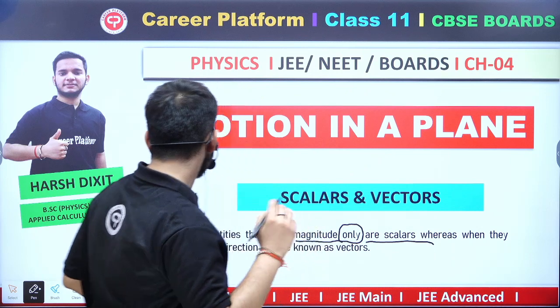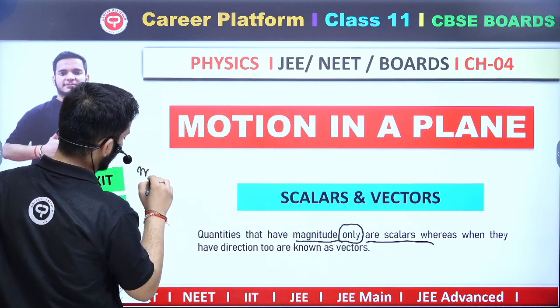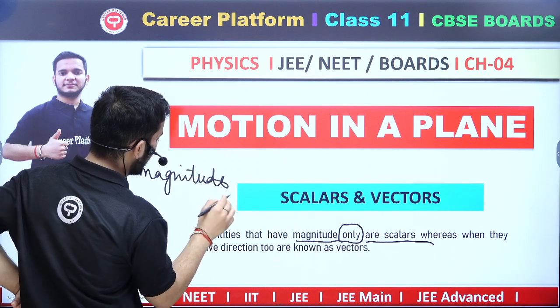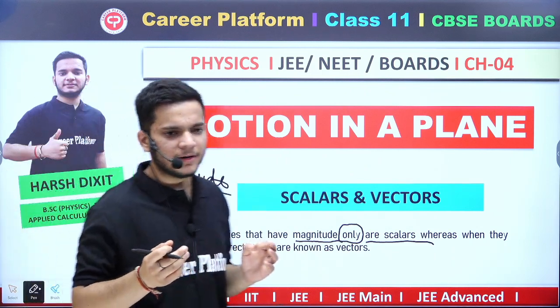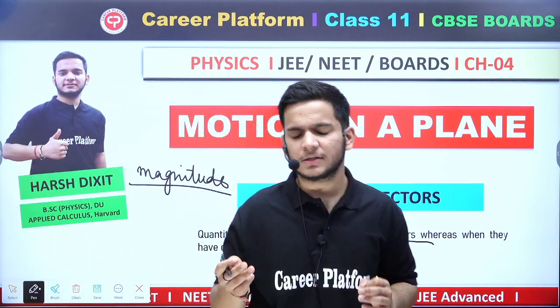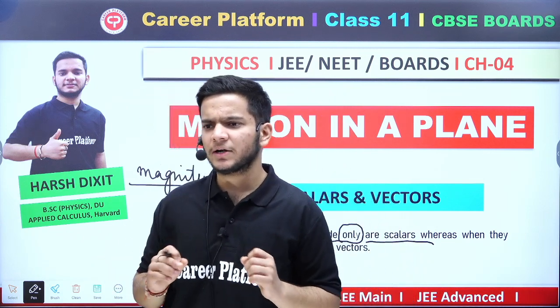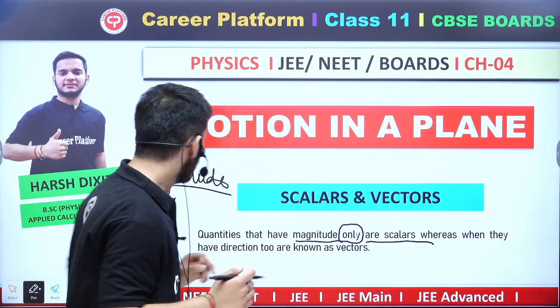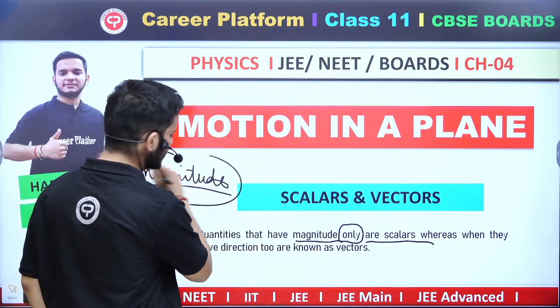So what do we understand by the term magnitude? Magnitude means its value. For example, we walked a distance of 5 kilometers. So what is the magnitude? What is the measure? The measure is 5 kilometers. So its magnitude becomes 5 kilometers.